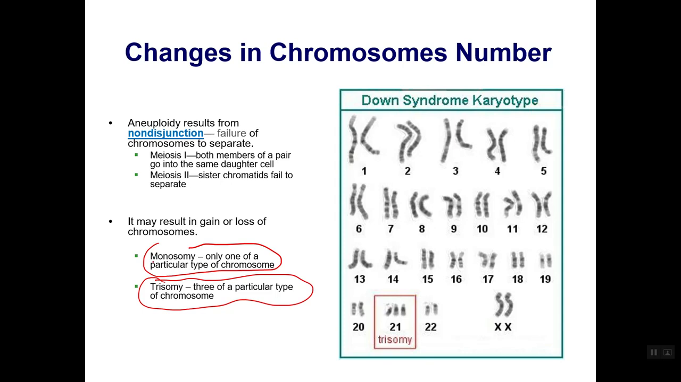And you can think of these as, if you know, mono means 1, tri means 3. You're supposed to have 2 chromosomes per type. We have 2 chromosome number 1s, 2 chromosome number 2s. If you have a monosomy, then one of these different types of chromosomes would be missing 1. If you have a trisomy, there would be an extra. So this karyotype here shows trisomy 21. That means there are 3 chromosome 21s. And this is what a karyotype would look like for a person that has Down syndrome.